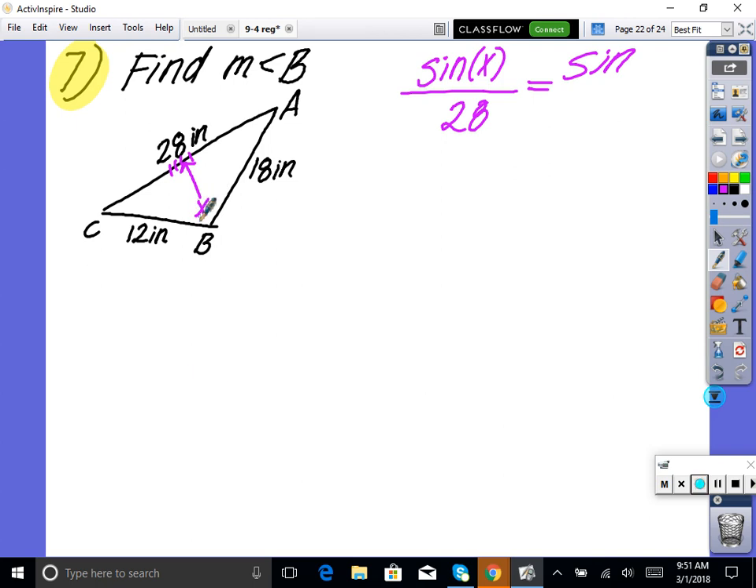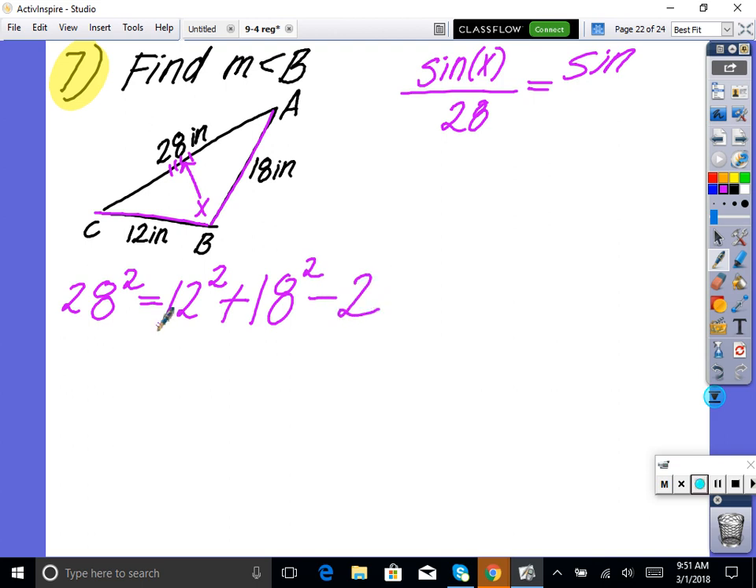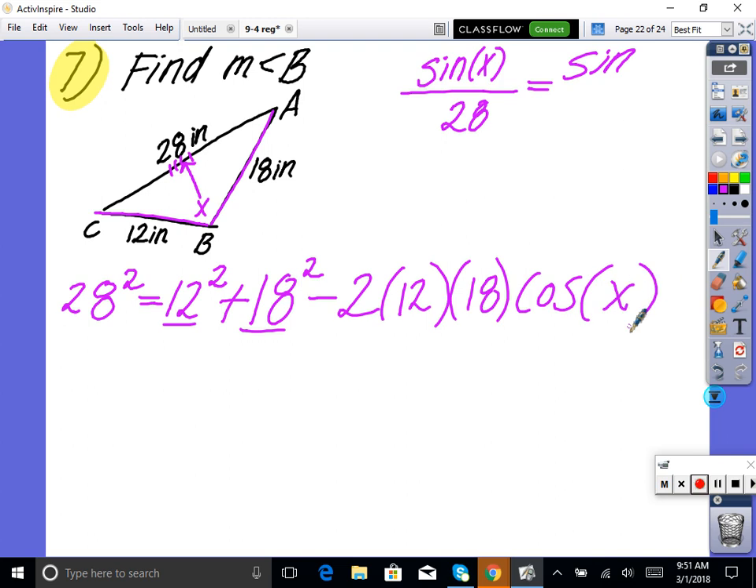Are we going to have cosine of that angle? Yeah, so we're going to need this side to be on the outside of the formula. So you'll do 28 squared is equal to side 1 squared plus the other side squared. So 12 squared plus 18 squared, minus 2 times that times the cosine of x trapped inside.